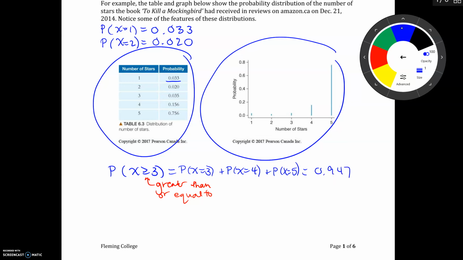And if we add those values up, it comes out to 0.947, right? Another thing that we might consider is the probability that x is less than a particular value. Notice I don't have the equal sign here, so this is strictly less than. And so the only value that's less than 2, we'd be looking at the probability that x is equal to 1, right, which comes out to 0.033.